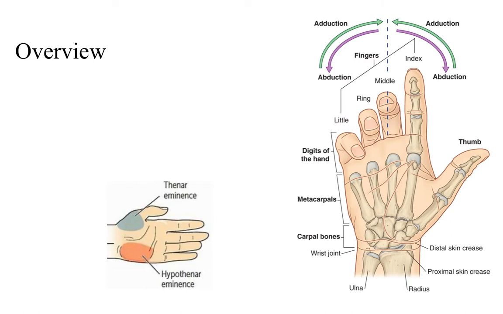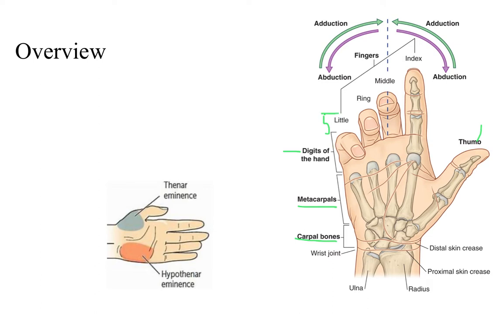So looking at the hand is similar to looking at the foot, where we have carpal bones instead of tarsal bones, metacarpals instead of metatarsals, and then the digits of the hand that are numbered 1 starting with the thumb to 5 ending with the little finger.